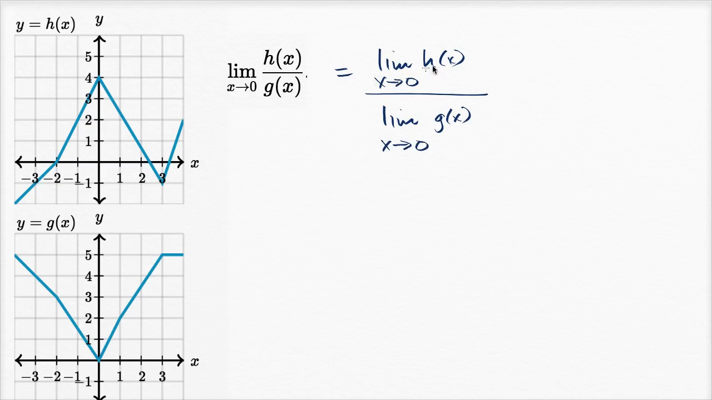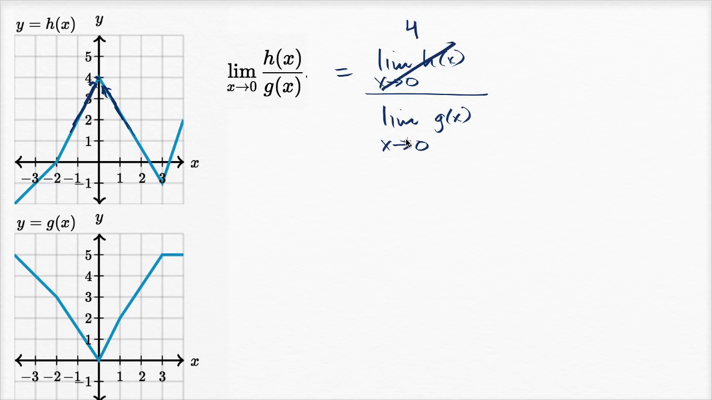Now what's the limit of h of x as x approaches 0? As we approach x equals 0 from the left, our function seems to be approaching 4. And as we approach x equals 0 from the right, our function seems to be approaching 4. And that's also what the value of the function is at x equals 0. That makes sense because this is a continuous function. So the limit as we approach x equals 0 should be the same as the value of the function at x equals 0. So this is going to be 4.